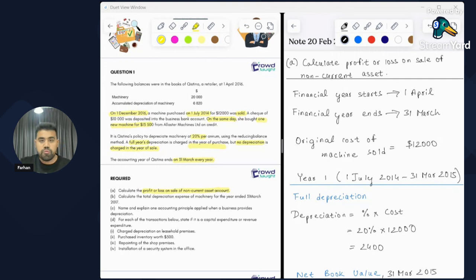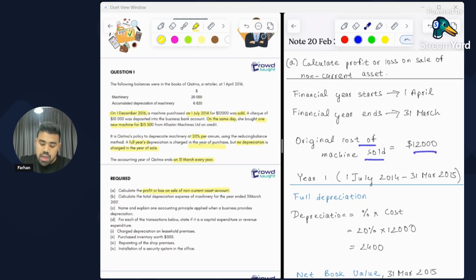All right, so let's move to the workings, which you will see on the right hand side of your screen. Now we understand that we are working with a business where the financial year always starts on 1 April and the financial year ends on 31 March. So if the financial year starts on 1 April in 2016, then it would end on 31 March in 2017. Now we understand, based on the first paragraph, that we have got rid of an old machine, and the original cost of that machine which we sold was $12,000.